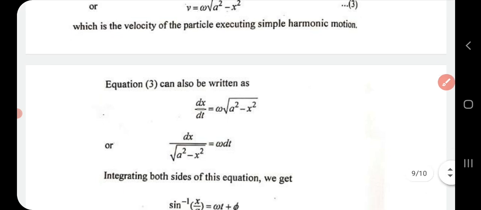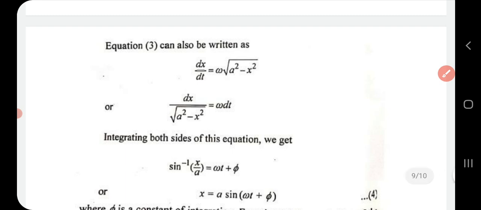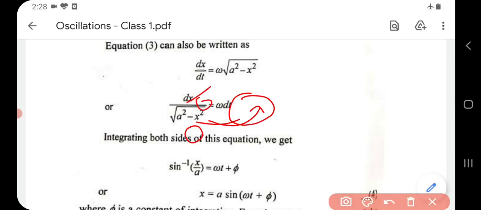dx is equal to... take dt here. So dx is kept as such, this one is taken down, so dx by root a square minus x square is equal to omega dt. You are just rearranging the above equation. Now just integrate both sides.